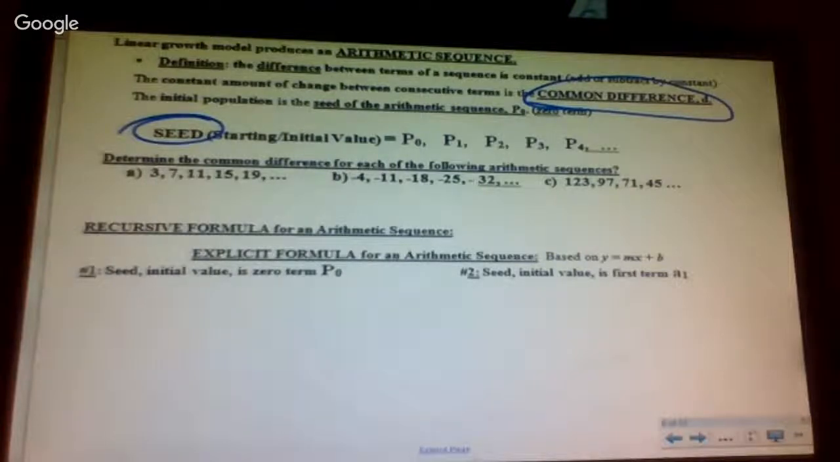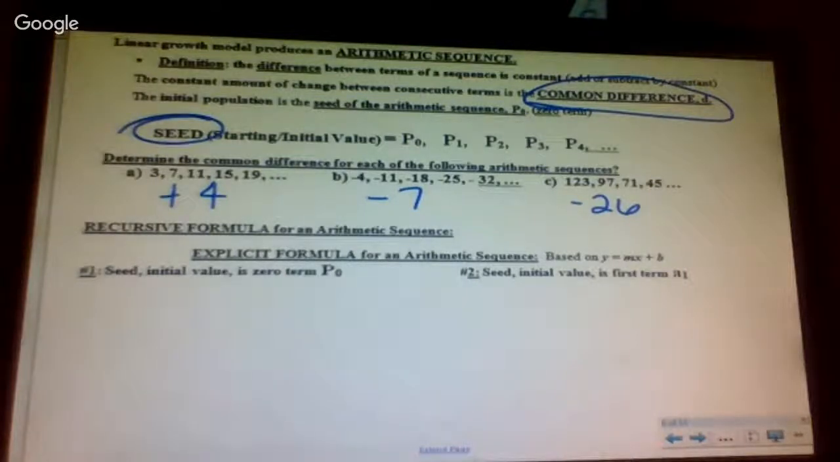So here, they want us to determine the common difference for each of the following arithmetic sequences. What is my pattern happening here? Plus 4. So my common difference is plus 4. What is happening here? Minus 7. And finally, the last one, minus 26. Perfect.